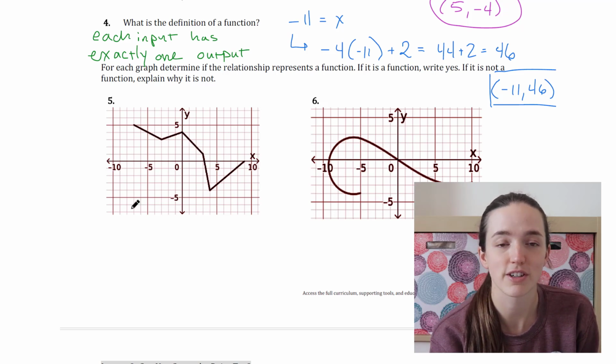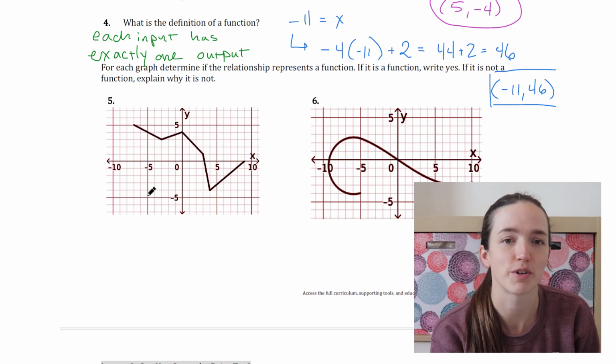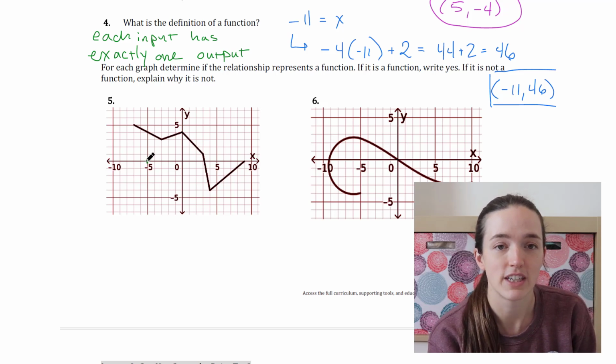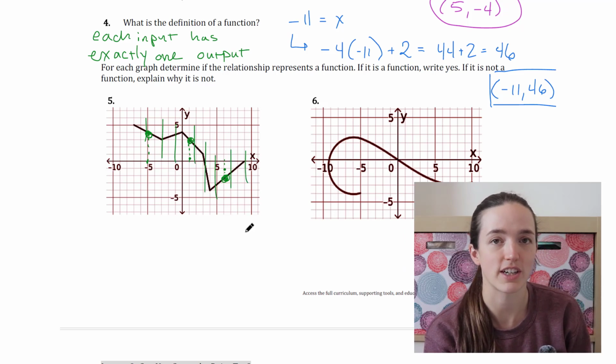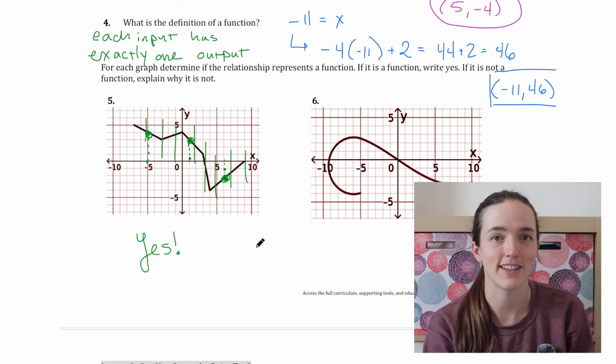So what you have to do is look through each x value. Are there any x values where there are more than one y value? So for example, at -5, there's only one y value. At 1, there's only one y value. At 6, there's only one y value. You're basically drawing in these vertical lines and you're checking to see, does the graph only go through the vertical lines once? So in this case, yes, it is a function. There's no place where the line hits the graph twice.